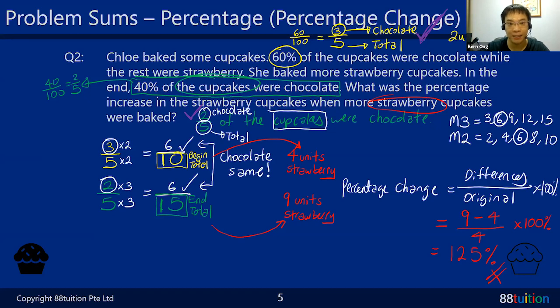Cool? And yes, the break will come in after question 3. After question 3. You're so fast in break already, my goodness.